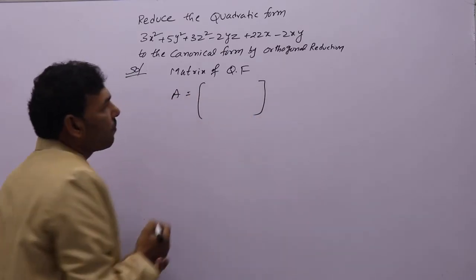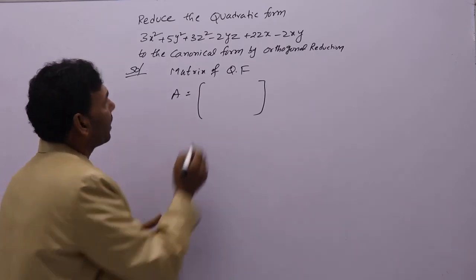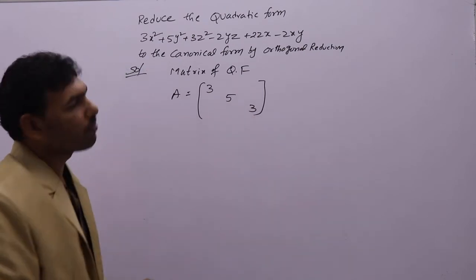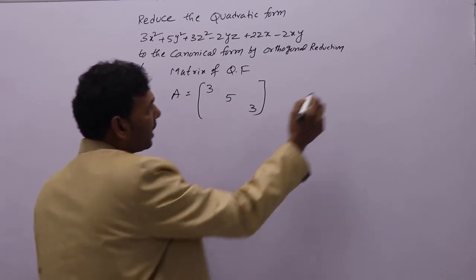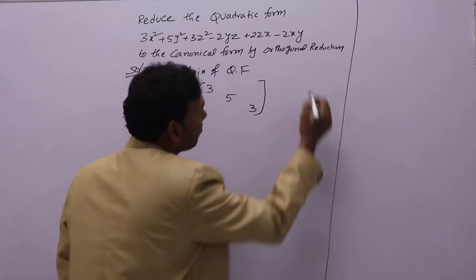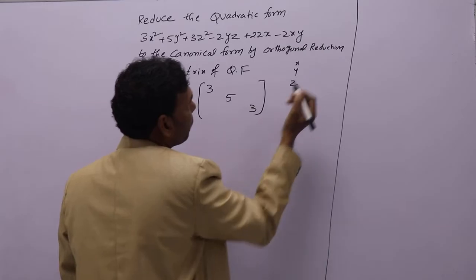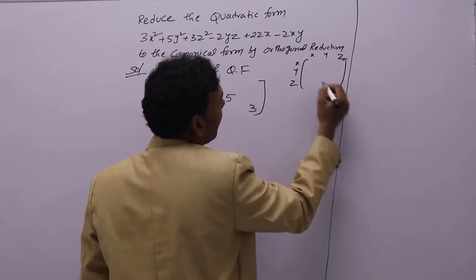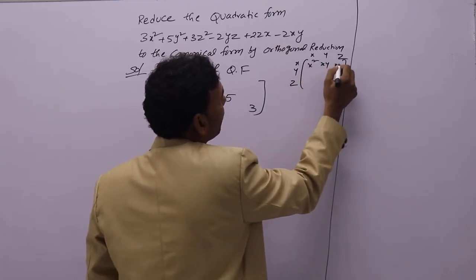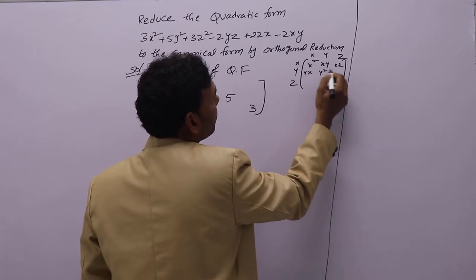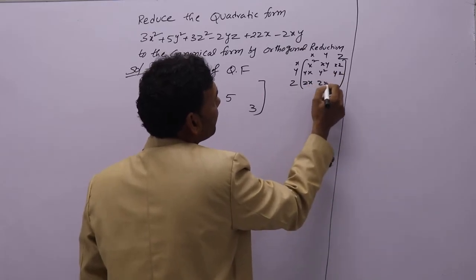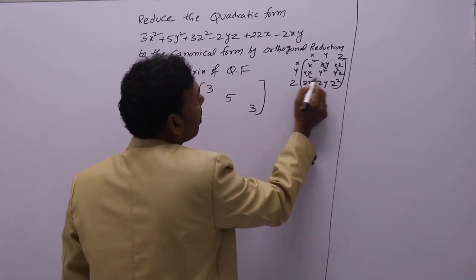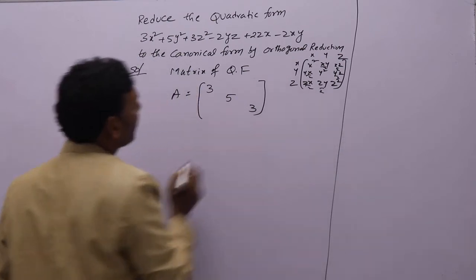I said just now, first keep the square element coefficients in the diagonal. Square element coefficients 3, 5, 3. Again I am explaining the procedure to write the matrix of a quadratic form. 3 variables x, y, z, x, y, z. So what you will have is x square, xy, xz, yx, y square, yz, zx, zy, z square. You need to make these all half. Square element coefficients are over.